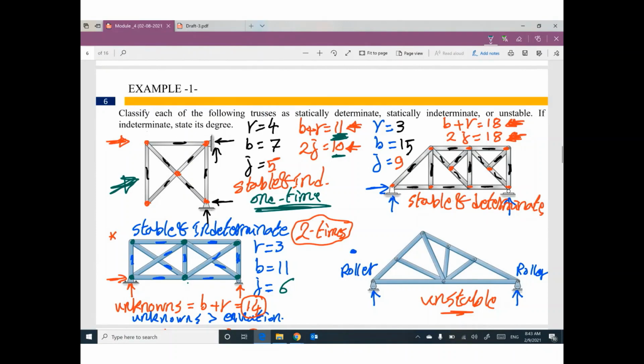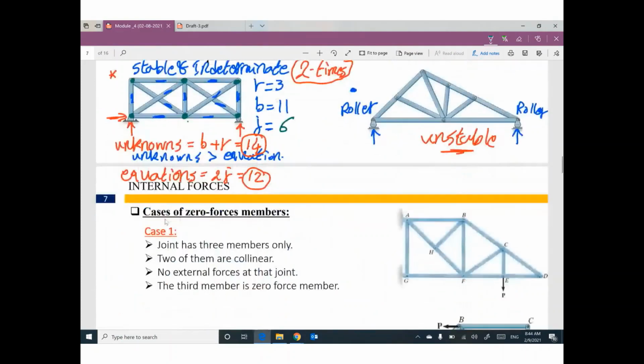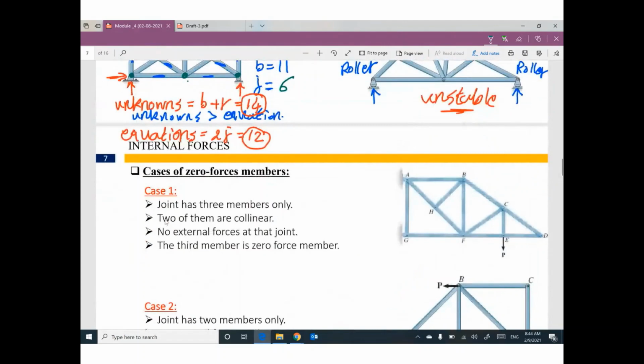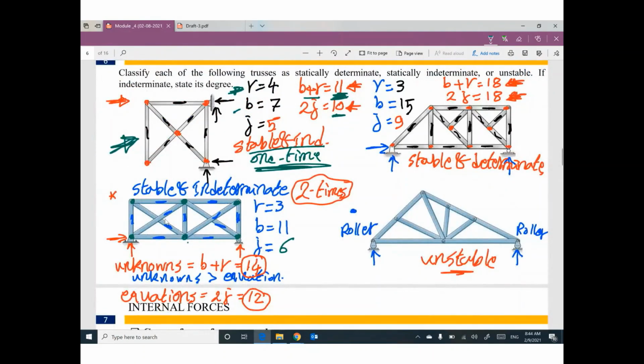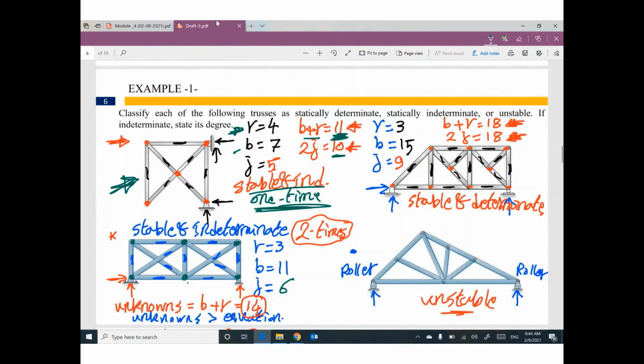But if you are solving on your own, you have to draw your structure. You have to count number of reactions, number of members, number of joints. You have to say what is the relationship between B plus R and the 2J, and you have to tell me what is your final conclusion. This is the best way to solve this type of structure. Before leaving this part, anybody has any question?